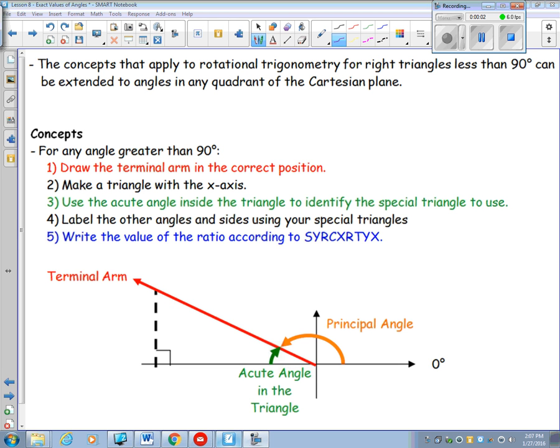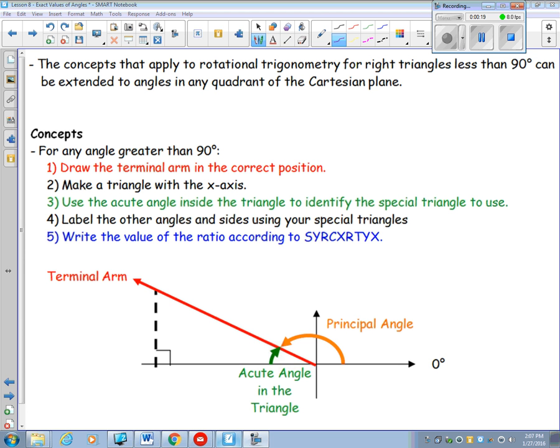So page 2, exact values of angles. We're going to look at angles that are bigger than 90 degrees and how to approach those. So things like 120, things like 240, 300, 315, big things. Okay, most of the ideas remain the same. Just one little thing we have to add here.